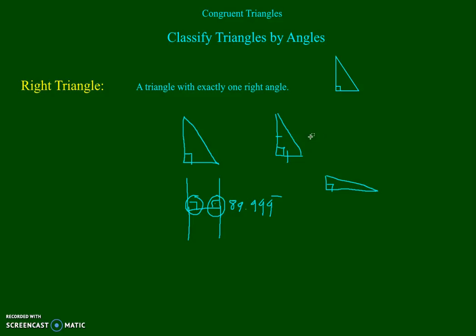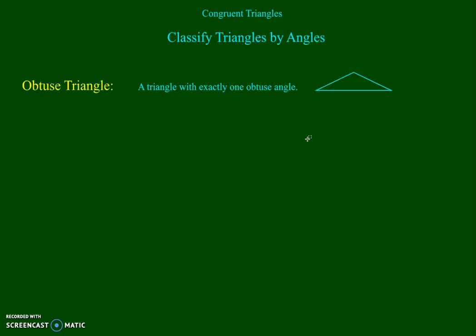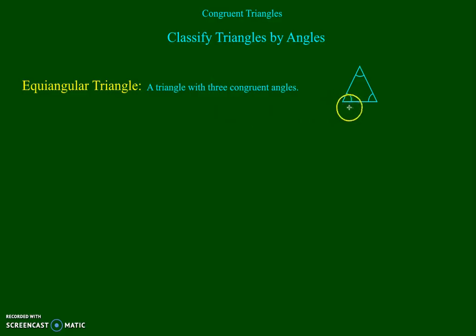So let's move on to obtuse triangles. An obtuse triangle is a triangle with exactly one obtuse angle. Recall that an obtuse angle is an angle whose measure is greater than 90 but less than 180, and the restriction of having exactly one obtuse angle: if you have one angle that's greater than 90 and a second angle greater than 90, obviously these two sides are not going to meet. They're diverging, going in opposite directions. And so now let's move on to equiangular triangles. An equiangular triangle is a triangle with all three interior angles congruent.